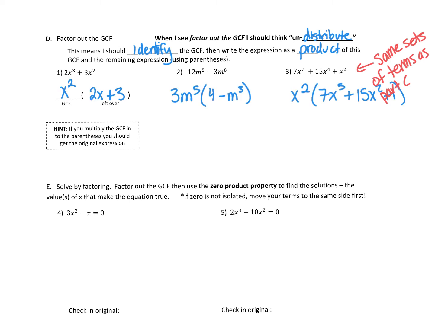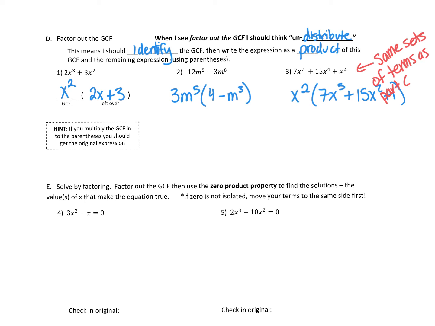Notice that these are the same sets of terms that you identified the greatest common factor in earlier in part C, but now we're actually factoring it out of the expression. So check your answers. In this second case, we could have a negative 3m to the fifth if we wanted, but then this would be a negative 4 and a positive m to the third. That's still an equivalent expression. Also notice how we have a plus 1 here. If we didn't have a plus 1 here, we would only get the first two terms when we distribute back in.